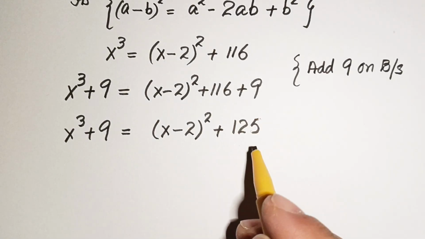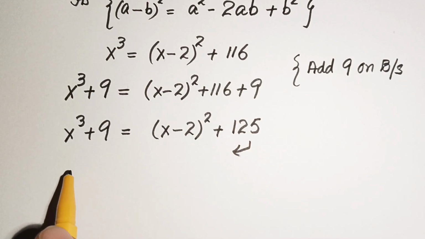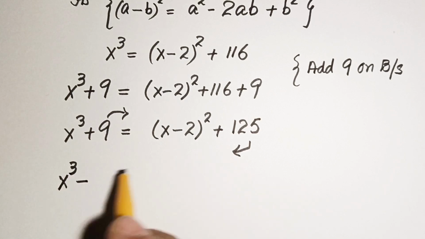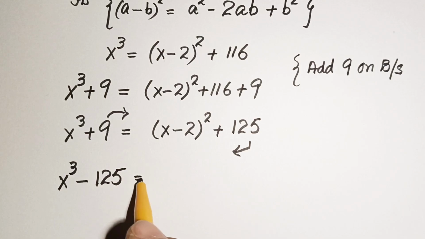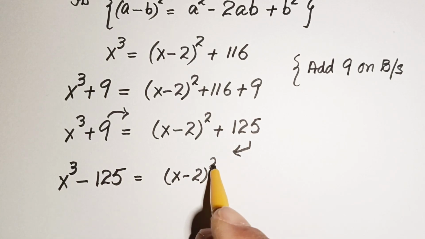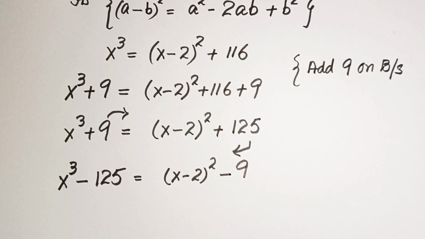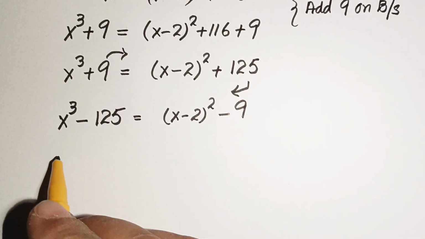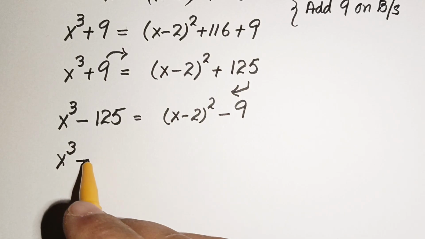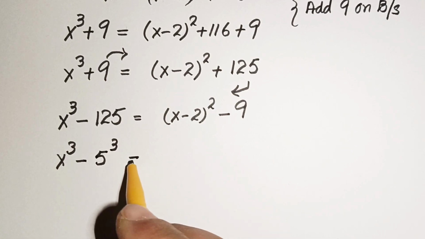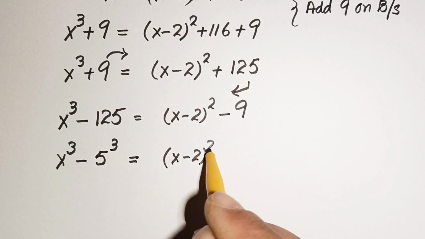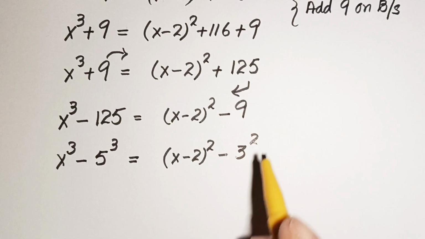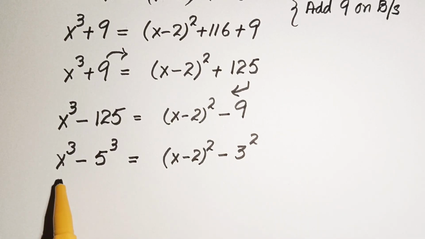125. Now shifting this 125 to our left hand side and 9 to our right hand side, we get x cubed minus 125 is equal to x minus 2 whole squared, and shifting this plus 9 we get minus 9. Here 125 is also equal to 5 cubed, and 9 is 3 squared. So x cubed minus 5 cubed is an algebraic formula, and a squared minus b squared is also an algebraic formula.